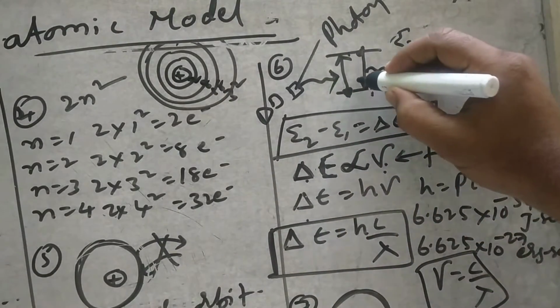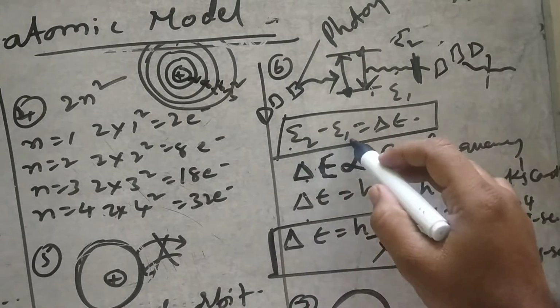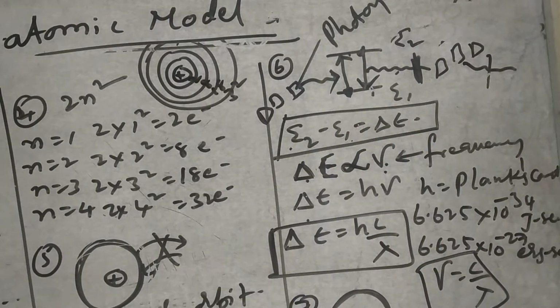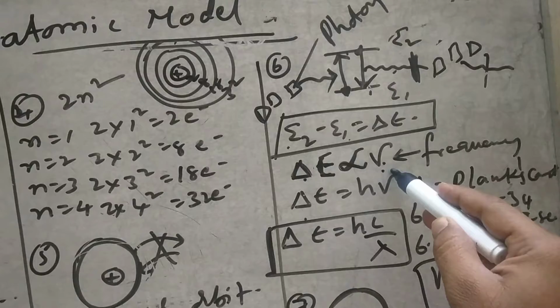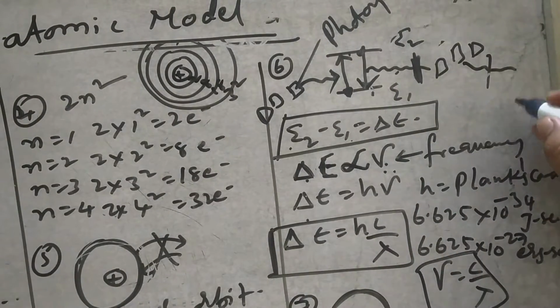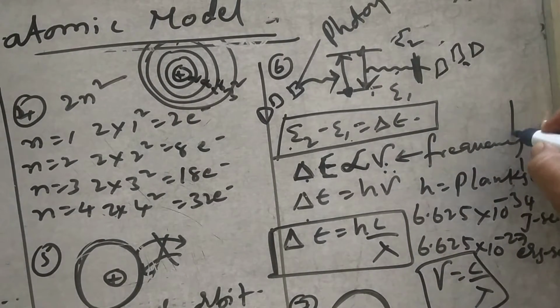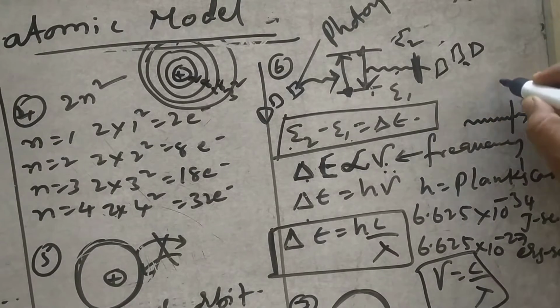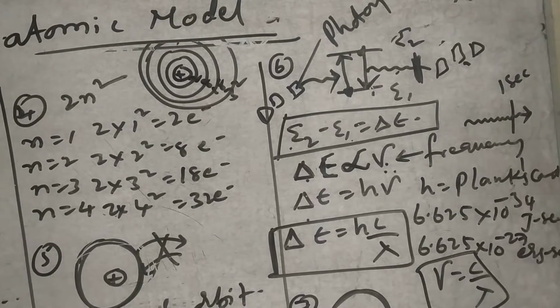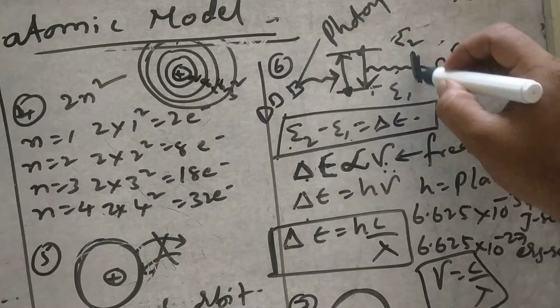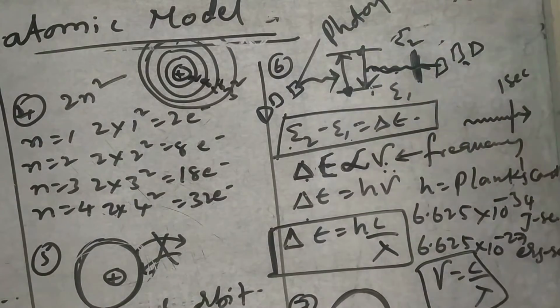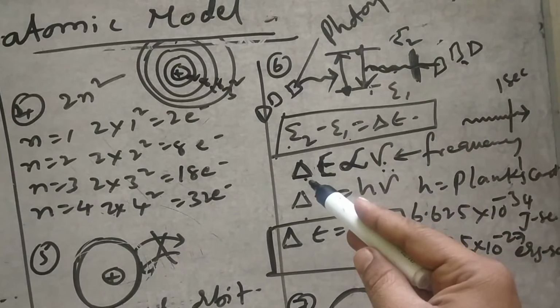So here, the energy difference between two shells, E2 minus E1, equals delta E. Delta E is directly proportional to nu. What is nu? Frequency. What is frequency? The number of waves passing through a point in 1 second is known as frequency. That is, how many waves or packets are passing through.